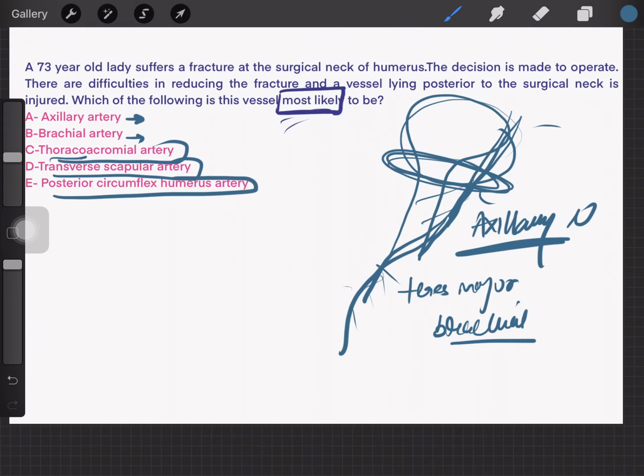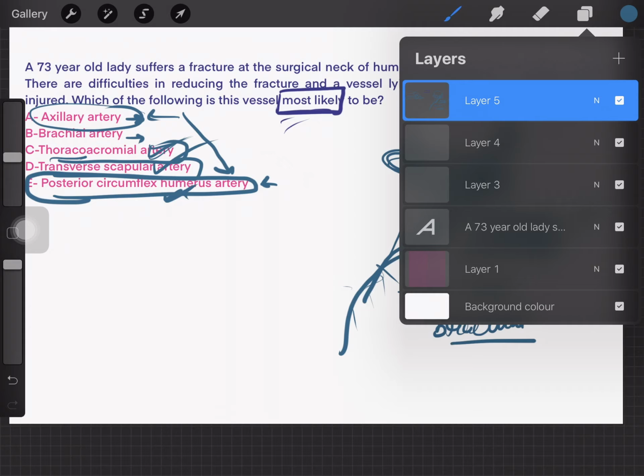Posterior circumflex humeral artery. See, this has humerus in it, but this is the last option. So I would have done A and never seen the fifth option, because I would get confused coming till fifth. I don't know which artery gives branch, which artery's branch is thoracoacromial, where is transverse scapular, and I would get totally confused. The answer is very clear. It is posterior circumflex humeral artery.